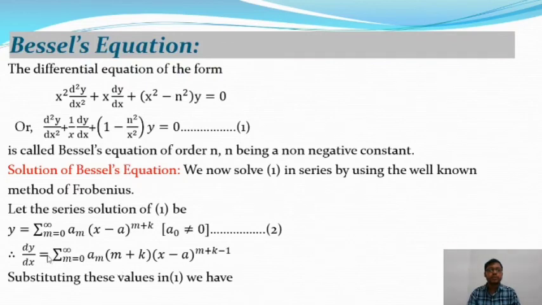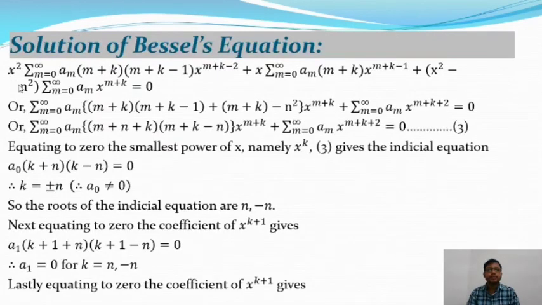Okay, so now substituting these values in equation 1, that means in Bessel's equation, we get x square into summation over m equal to 0 to infinity a_m into, so this one is the second order differentiation of the series solution, that means (m plus k) into (m plus k minus 1) into x to the power m plus k minus 2.